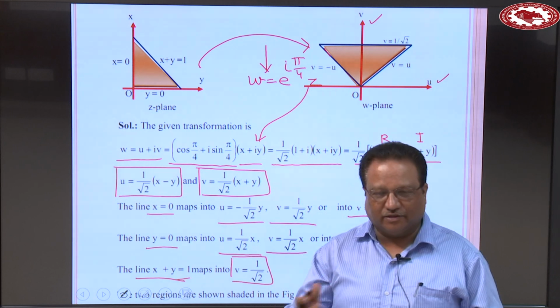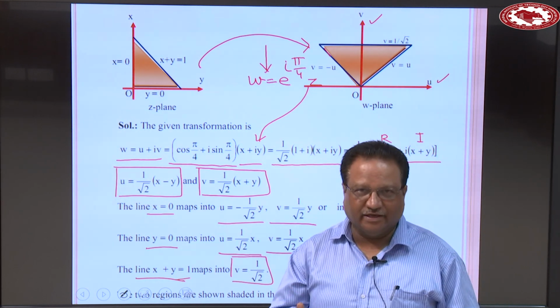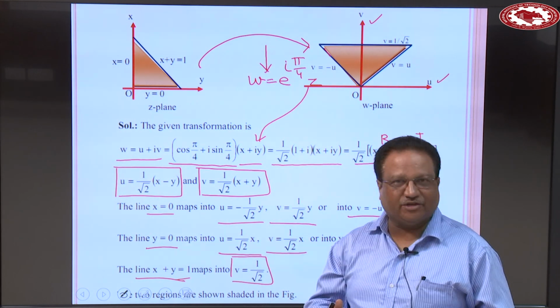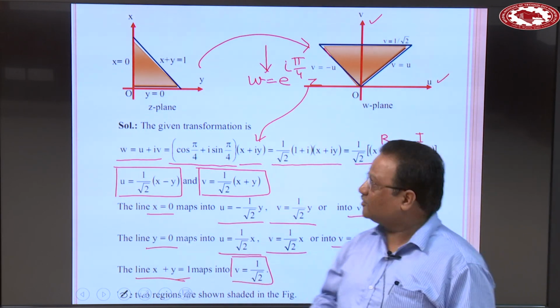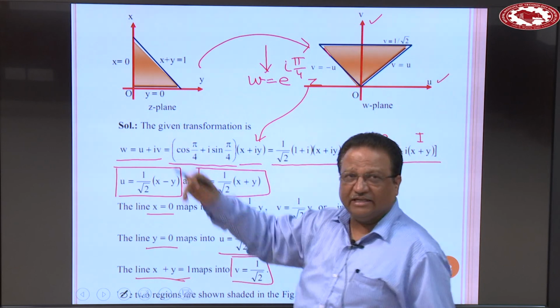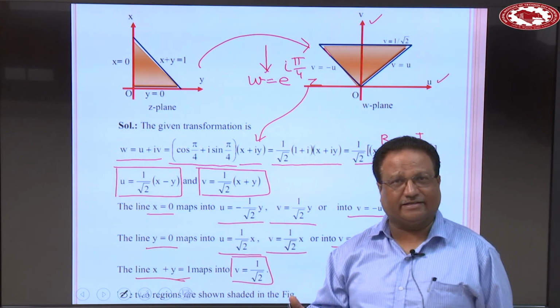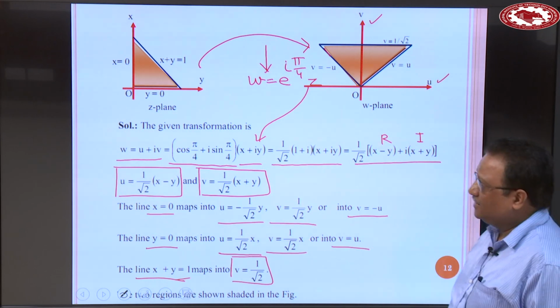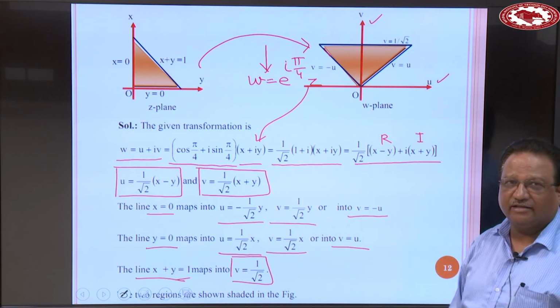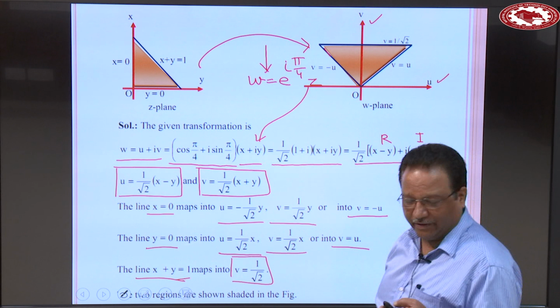Clear? So w is equal to u plus iota v. Clear? Use the transformation and find the real and imaginary parts. Clear? Then corresponding to this region, evaluate the same lines and points in the w plane, and then draw the rough sketch of the problem. So in this way you can find the region in the w plane.